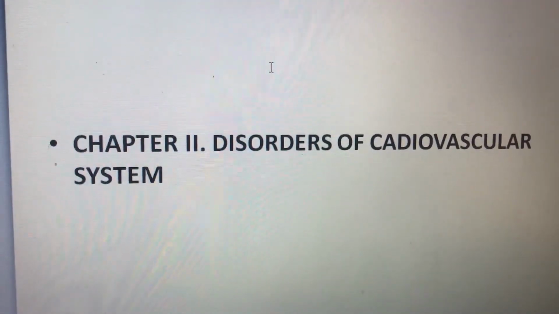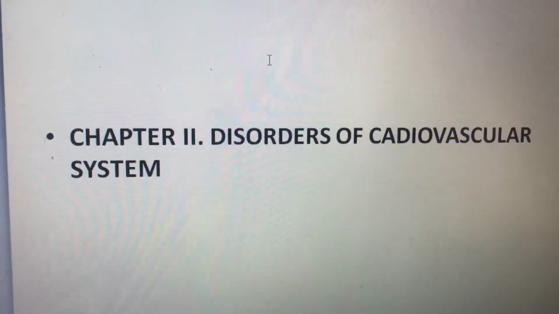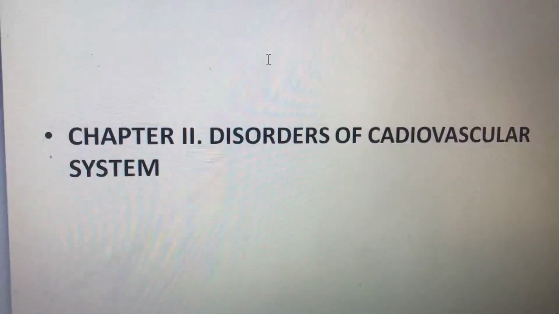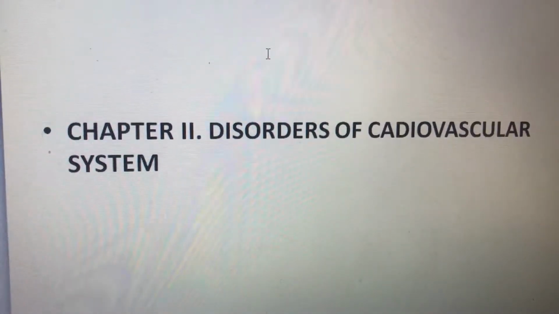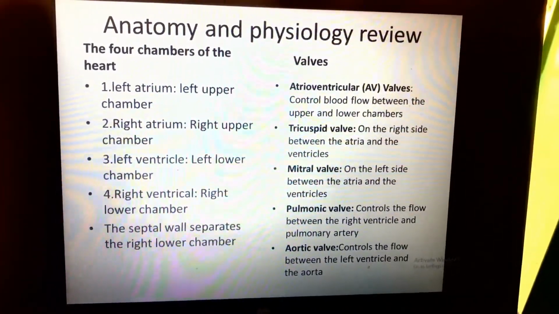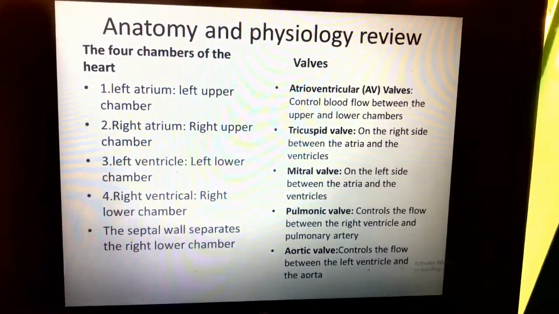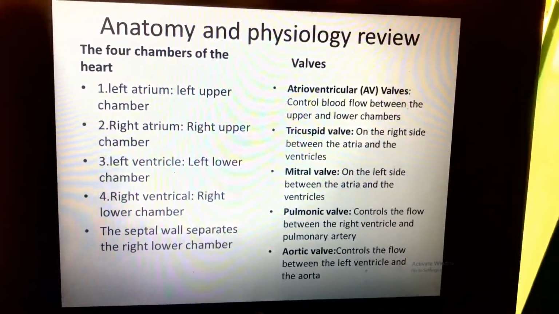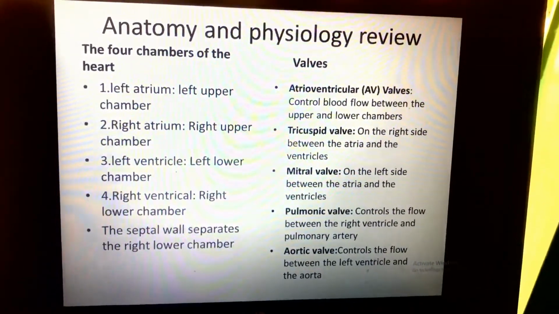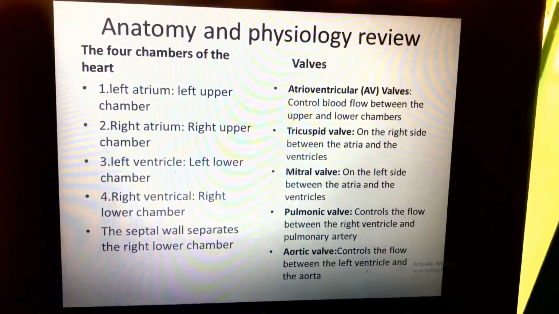Welcome to the second day of medical nursing. Today, we are going to see topic 2, disorders of cardiovascular system. As usual, it is very important to review anatomy and physiology before continuing with the cardiovascular disorders.